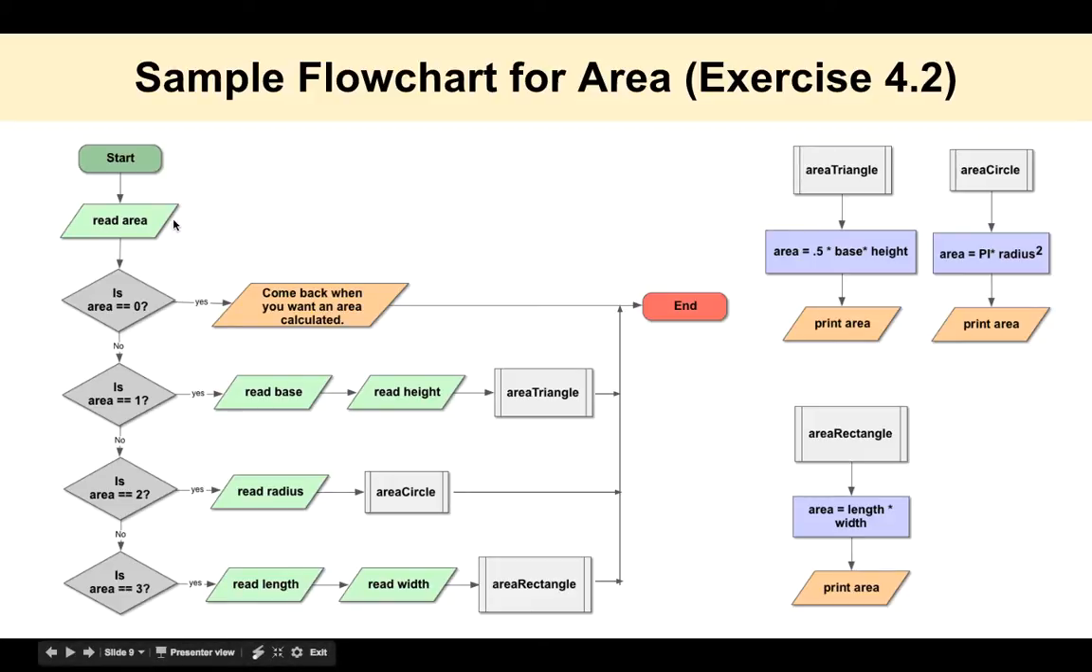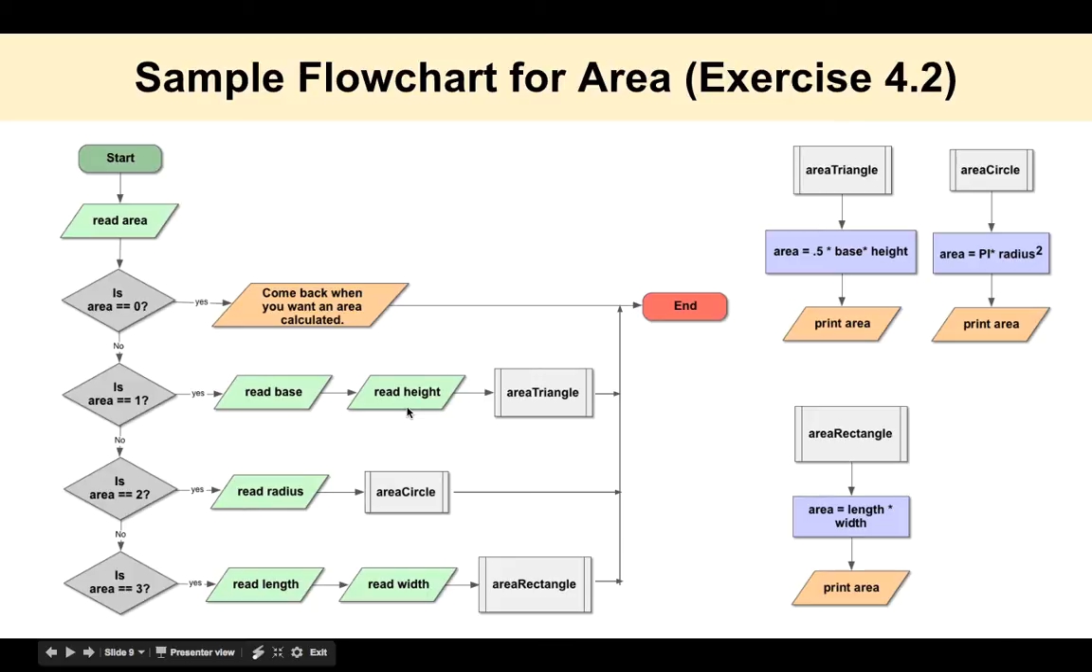So the next piece is I'm going to check to see if the area is equal to 1. If it is equal to 1, then I'm going to ask them for a base. So this is again user input. So it's the same shape parallelogram, but I changed the color. So I'm going to read the base. They're going to give me an input.